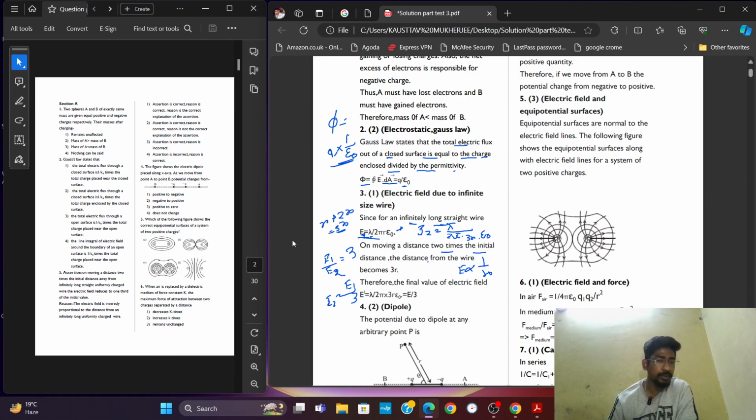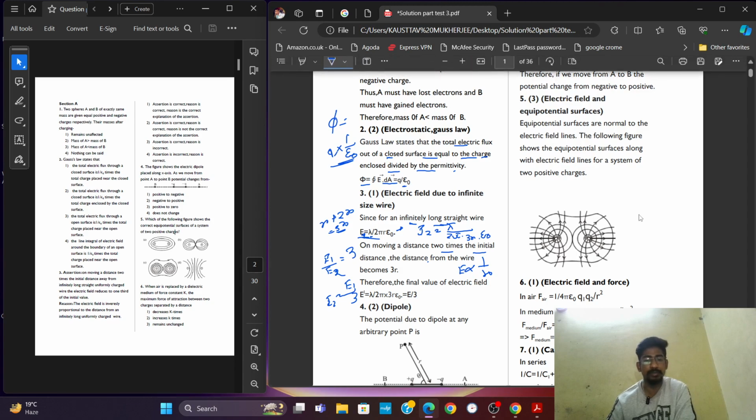Okay, moving on to the next question. Question number 4. The figure shows an electric dipole placed along the x-axis. As we move from point A to point B, the potential changes from.